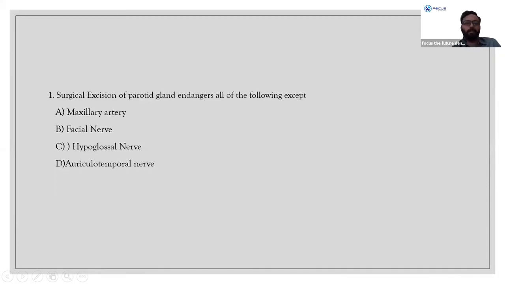Can't see the chat window. It's okay. Okay, you have answered hypoglossal. Very good. So hypoglossal is related to the tongue. It is nowhere near the parotid gland.